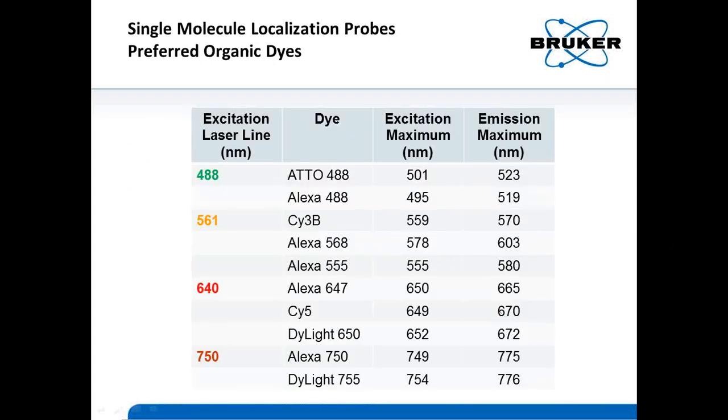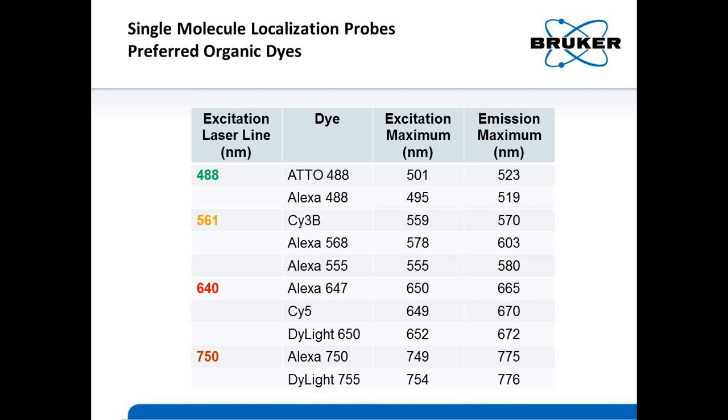So in terms of the preferred dyes, I've tested a lot of the dyes that are available out there. You've got a couple of them in each wavelength range that work really well. For the 488, the Atto 488 works really well. For the 561, the CF568 and the Alexa 568 work well. For the 640, the Alexa 647 works well. And then for the 750, the Alexa 750 and then the DyLight 755 work really well.